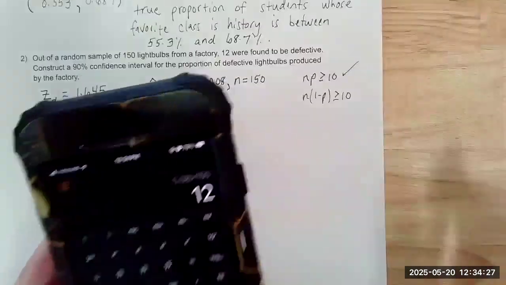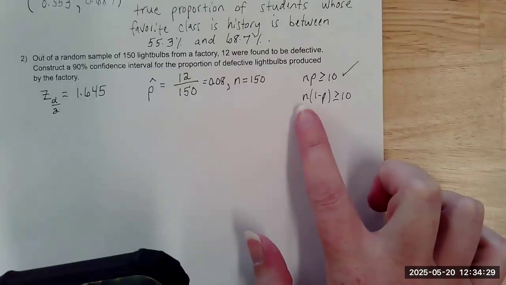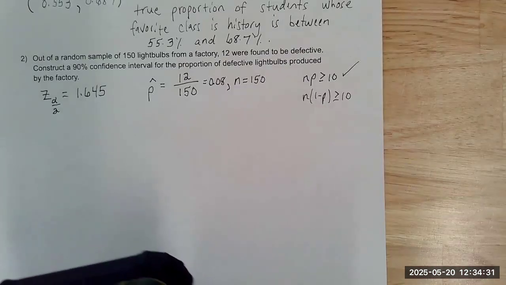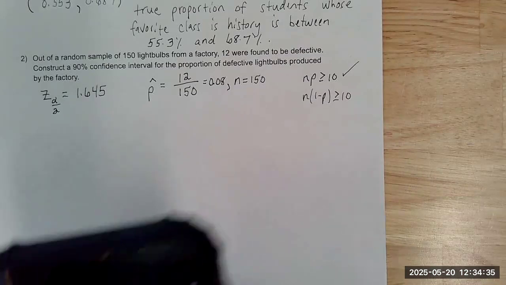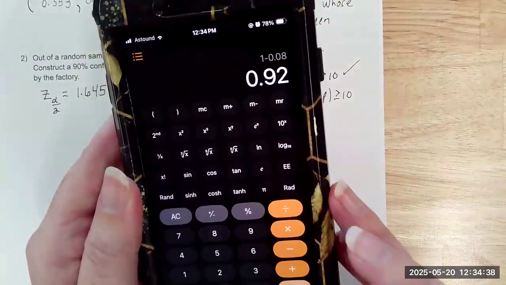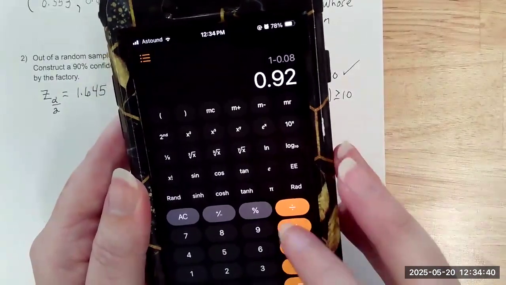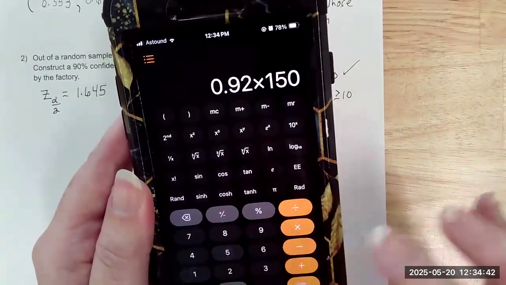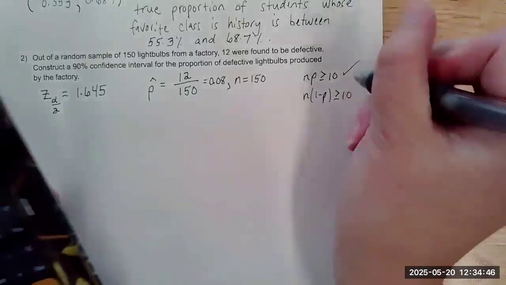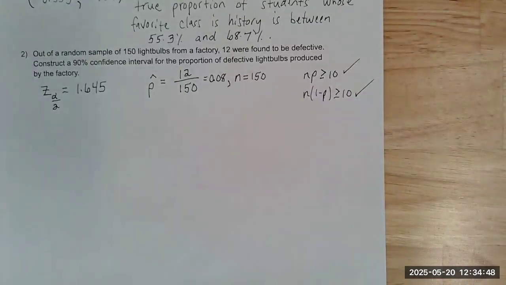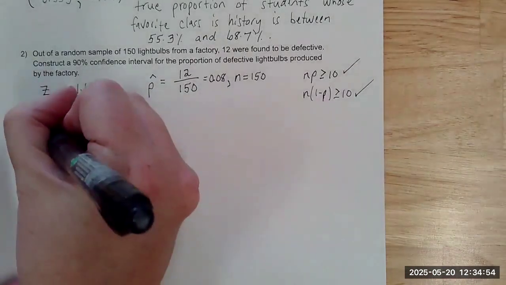We also have to check that n times 1 minus p is greater than or equal to 10. I have a feeling that will be a bigger number. 1 minus 0.08 comes out to 0.92. Multiplying that by the n, which is 150, you get 138. We're definitely okay for that one. So we met our conditions. Now we just have to plug things into our formula.